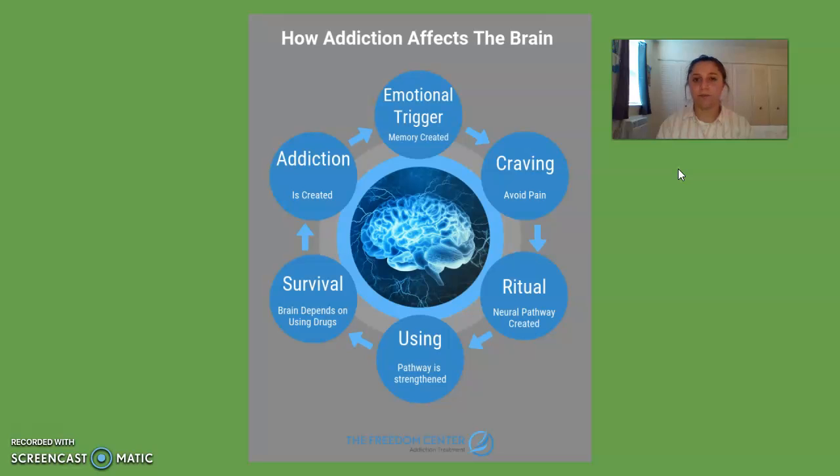So how does addiction affect the brain? Another factor is that there can be an emotional trigger as to why someone might start using drugs. When they do, they'll start craving to avoid the pain that was caused by the emotional trigger, and then it'll eventually turn into a ritual. When someone keeps using drugs, a neurotransmitter pathway will be created, and when they keep using, that pathway is strengthened. Eventually, the brain will believe that the system is dependent on the drugs and needs them for survival, and then an addiction is created.